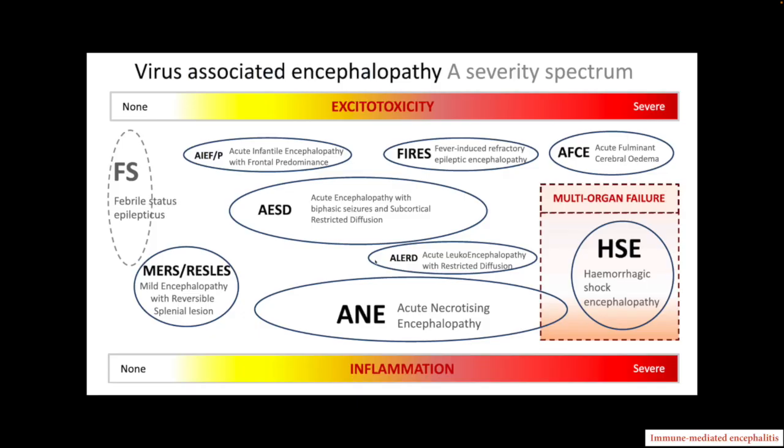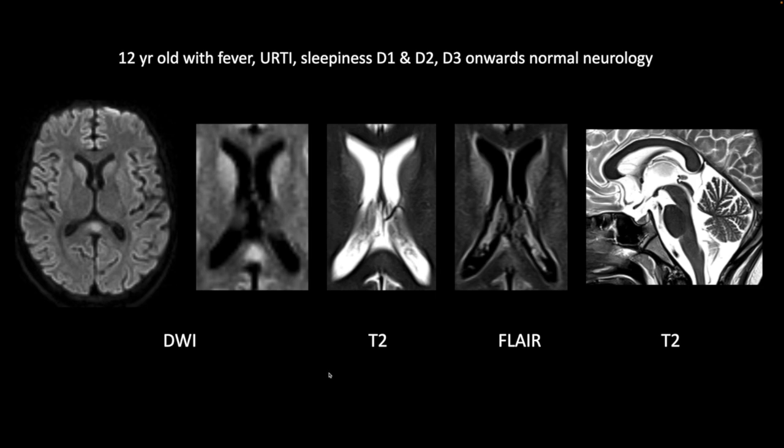When we think of virus-associated infections, we think of virus-associated encephalopathies, we think of immune-mediated infections, para-infectious etiologies. And these are relatively poorly defined, but they possibly reflect a combination of excitotoxicity with inflammation. And these range from febrile status epilepticus to the more severe spectrum, that is acute fulminant edema or multi-organ failure. We'll have a look at a few of the examples in subsequent slides. So it's a 12-year-old with fever, upper respiratory tract infection. And you can see over here on the imaging, there's a focal abnormality in the median aspect of the splenium of the corpus callosum.